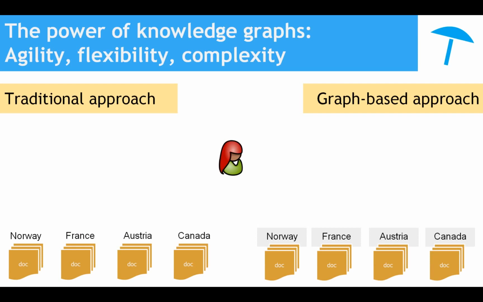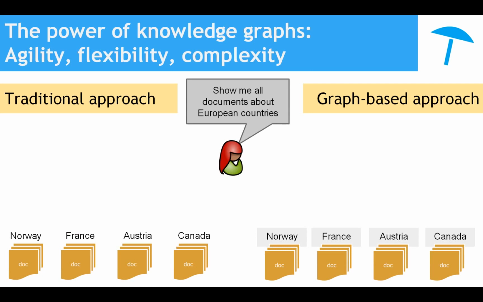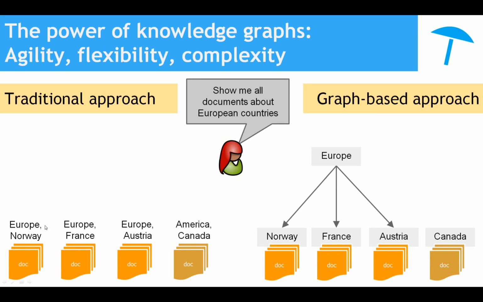So on the left-hand side, you see the traditional approach of metadata management or management of data, and on the right-hand side, you see the graph-based approach. If the user now says, show me all documents about European countries, then on the left-hand side, you see what we do: to every document we add on top of the countries that it's a European country. But we do it on a document level. With a knowledge graph, we just do it one time, and then we make a connection between Norway, France, and Austria in our example with Europe.